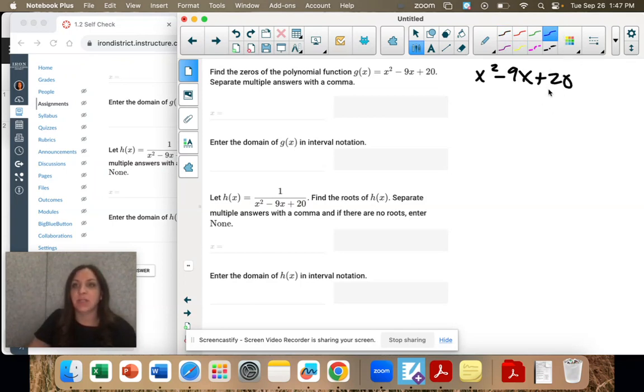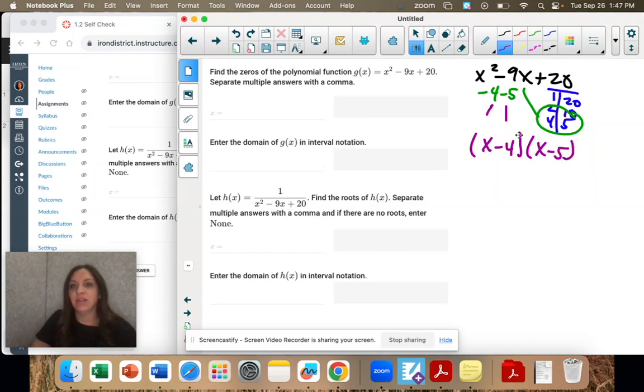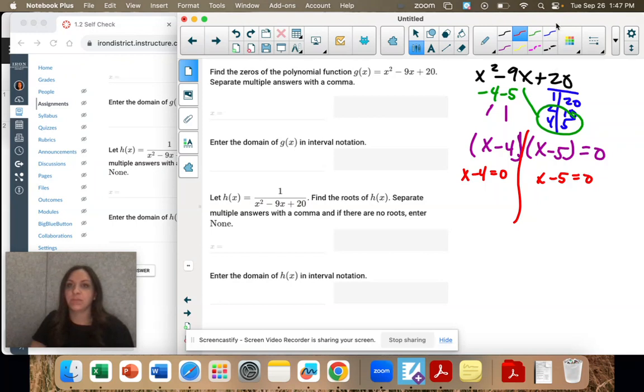So multiples of 20, or factors of 20, can you see that -4 and -5 add to -9? So these are my roots. X minus 4, x minus 5. I set it equal to 0, and I solve each one. So x equals +4 and x equals +5.